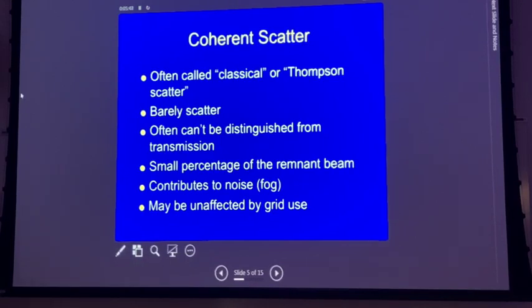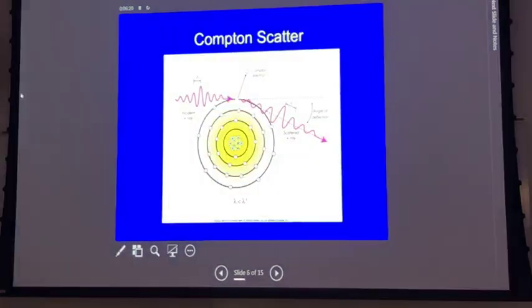Because of all that, we just don't focus on coherent scatter all that much. You need to be familiar with the name, and you need to be familiar with the energy levels. They're going to be low energy levels. And you need to be familiar with what it might contribute, but that it may be unaffected by grid use. But you don't need to spend a whole lot of time mentally working through coherent scattering. You just need to be vaguely familiar with it.